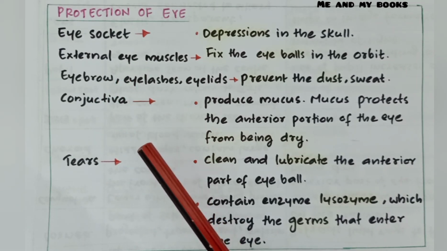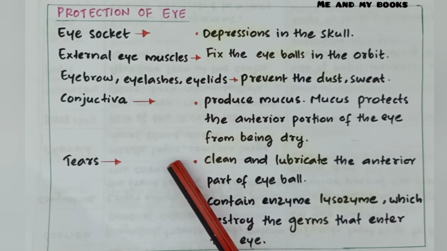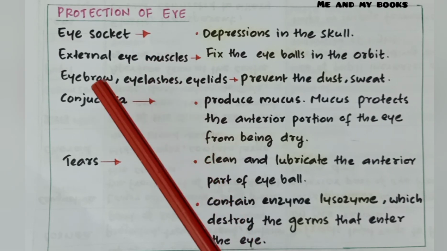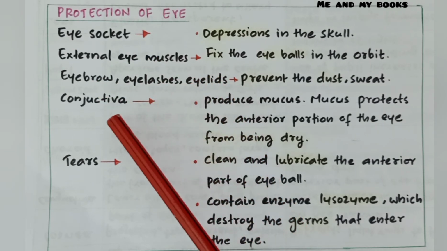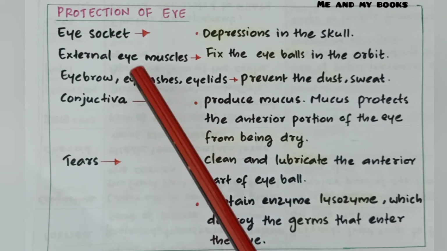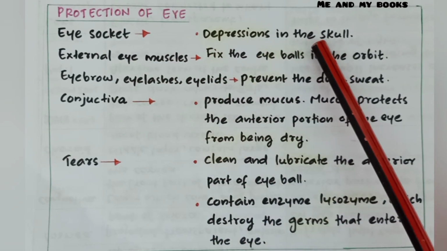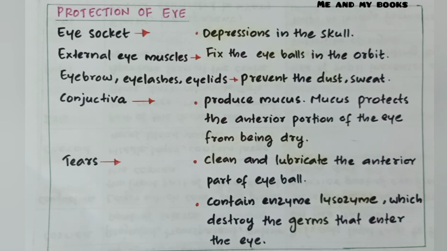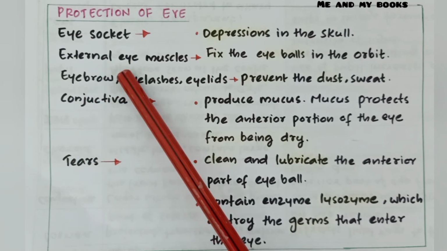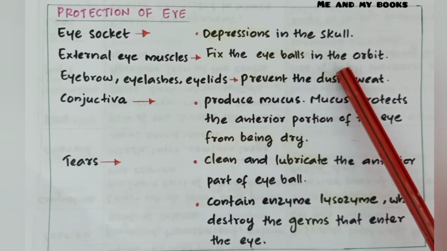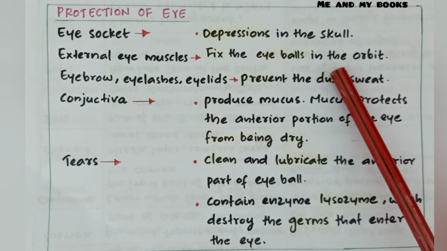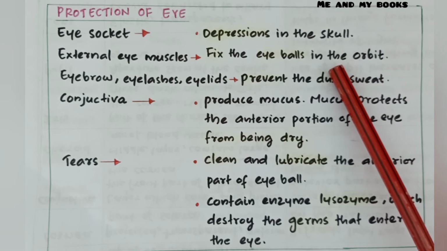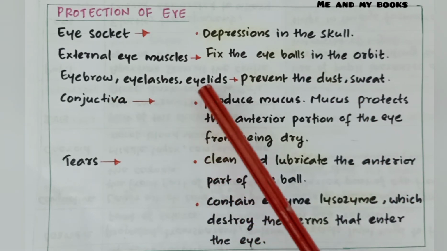So next one, protection of eye. So which all parts are protecting our eye? Which are they? Eye socket, external eye muscles, eyebrow, eyelashes, eyelids, conjunctiva and tear. First one, eye socket. There are depressions present in the skull. In this depression, we can see the eye. And external eye muscles are fixing the eyeballs in the orbit. Otherwise, eye may fall down. So, eyes are actually fixed in the orbit of the skull. Orbit means depression. Depression of the skull with the help of external eye muscles.